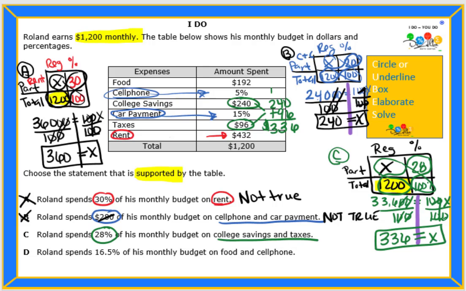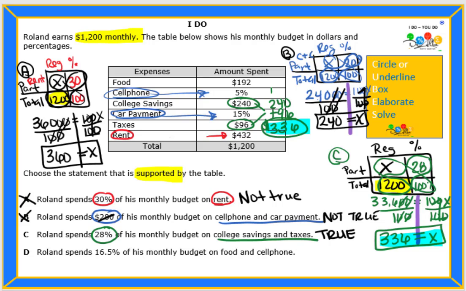And remember that in the table we had added the amount for college savings and for car payment, and we had gotten 336. So this is true. That is exactly how much he spends on those items. So now we know that C is true. That is going to be our answer. But just to finish it off, we want to look at D.